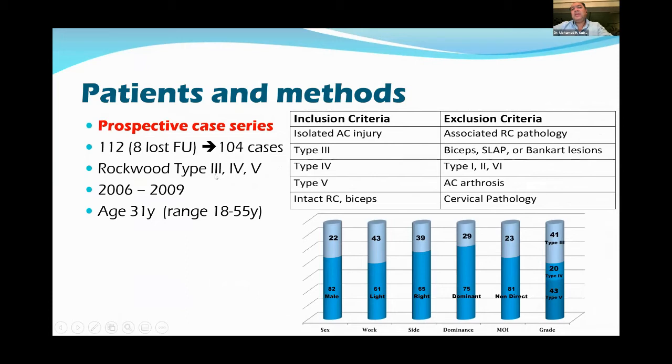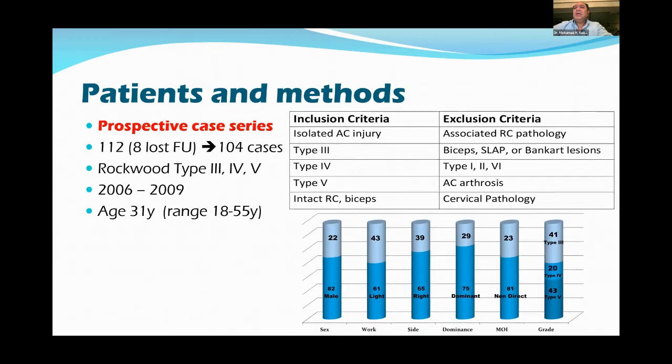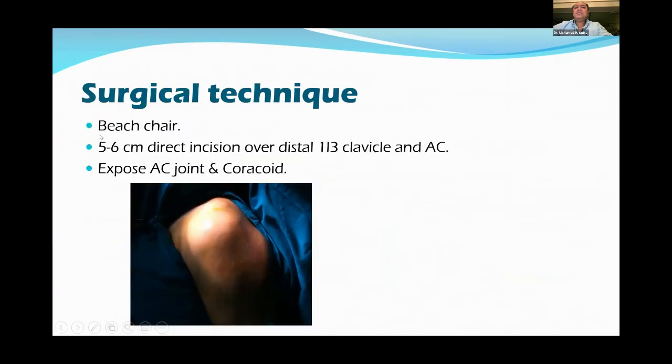We operated on type 3, 4, and 5 injuries. The patient is put in a beach chair position with a 5 to 6 centimeter direct incision over the distal third of the clavicle and acromioclavicular joint. We expose the acromioclavicular joint, open the ligaments of the capsule, and open the clavipectoral fascia distal to the lateral third of the clavicle to expose the coracoid.